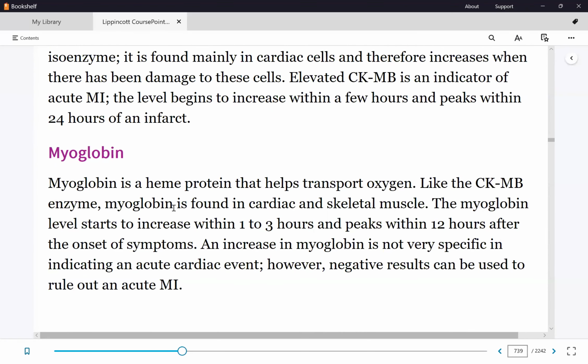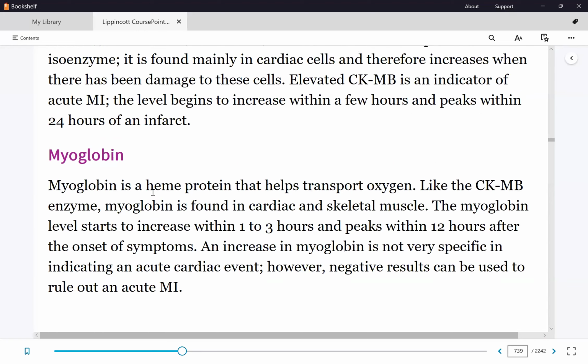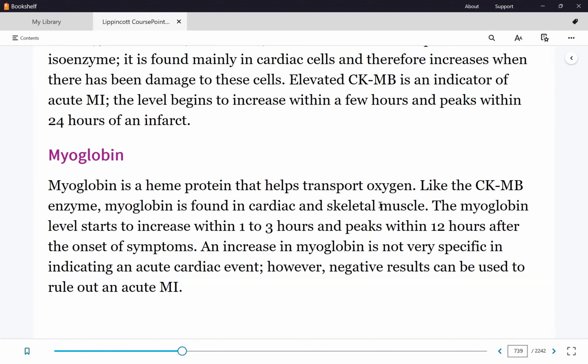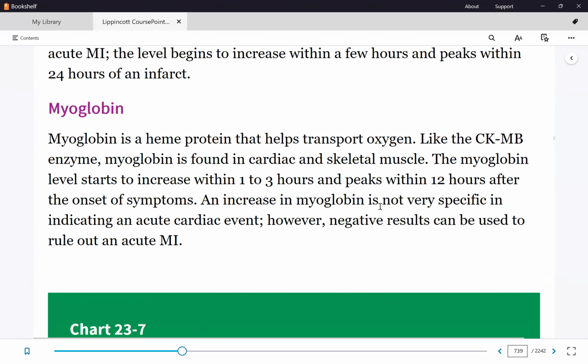Same thing with myoglobin. It rises quickly, but the thing with myoglobin is it's not really cardiac specific because it's found in skeletal muscles as well. So let's say we perform CPR on the patient, at some point, it will of course raise myoglobin, because you're injuring a lot of chest muscles.